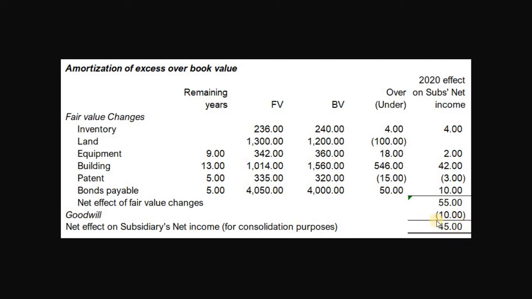Which means that the consolidated retained earnings must include 80% of the 45 pesos, and the non-controlling interest must include the 20% of the 45 pesos. So 80% of 45 is 36 pesos, and 20% of 45 is 9 pesos. Which means that the 36 pesos will be part of the consolidated retained earnings beginning balance, and the 9 pesos will be part of the beginning balance of the non-controlling interest.